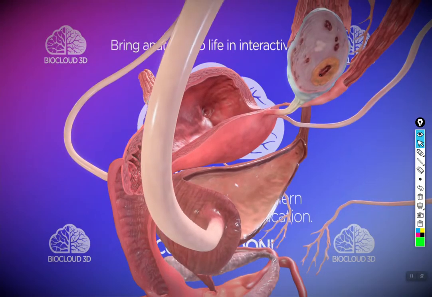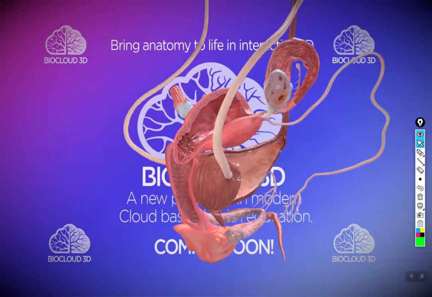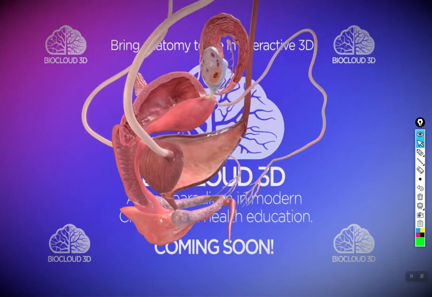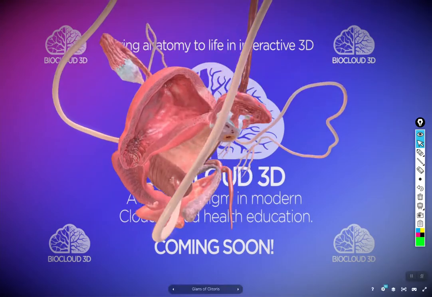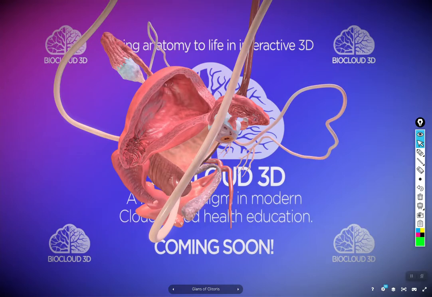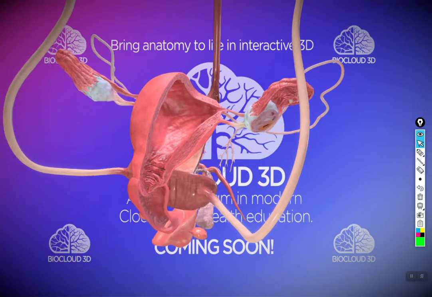All right, so let's see what the best uterus view is. I really would love it if this ureter was out of my way. All right, that's fine. We'll do that. All right, so here we have the uterus.